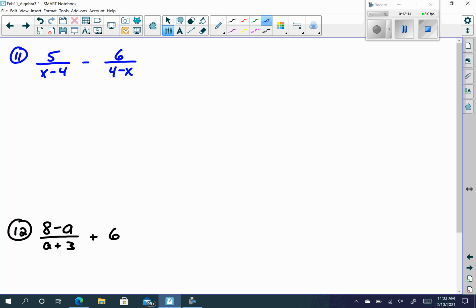All right, looking at number 11, if you notice the denominators here, they are opposite. So there's a little trick here. We're going to leave the first fraction the same. I'm going to pull a negative sign out. I'm going to factor a negative out from here. It's going to move up with a 6. That allows me to write my denominator as x minus 4. Again, because 4 minus x is the opposite of x minus 4, I pull out the negative from both, and that allows me to write my denominator as x minus 4 if I move the negative to the top.